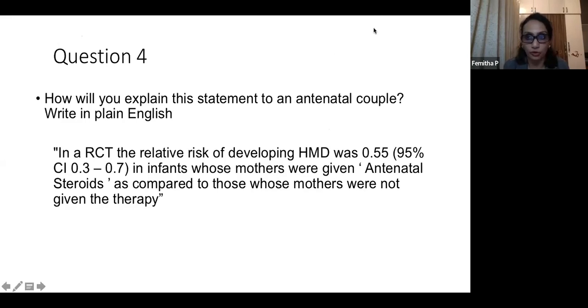Okay, question 4. How will you explain the following statement to an antenatal couple who have come to you? In an RCT, the relative risk of developing RDS was 0.55 in infants whose mothers were given antenatal steroids as compared to those infants whose mothers were not given antenatal steroids. How will you convert this into a plain language summary to tell a family that they should take antenatal steroids?